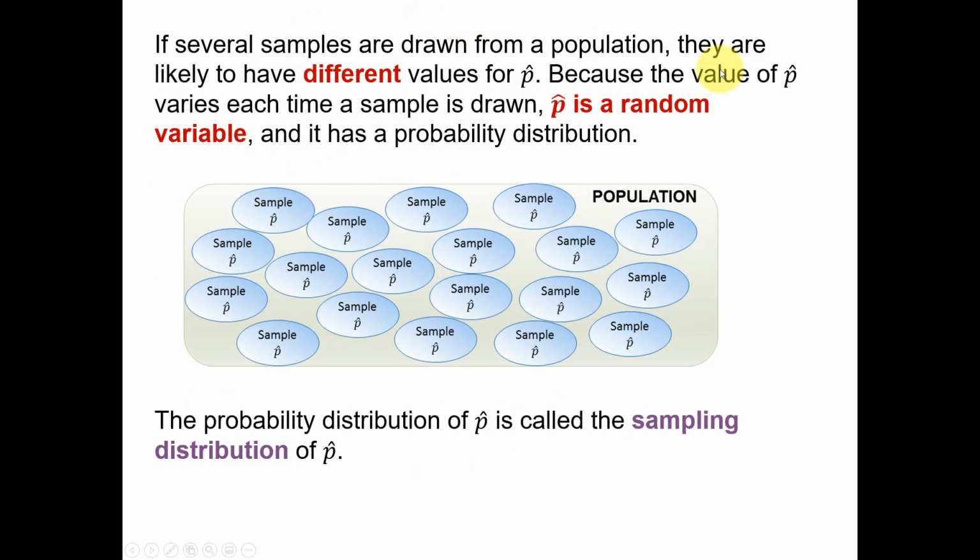So if several samples are drawn from a population, they are likely to have different values for P hat. The value of P hat varies each time a sample is drawn. P hat is a random variable and it has a probability distribution. The probability distribution of P hat is called the sampling distribution of P hat. We can think of this rectangle as a population, and each of these circles is a sample from it. So we could also have a sample like this, like this, like this, but these are just examples of samples.